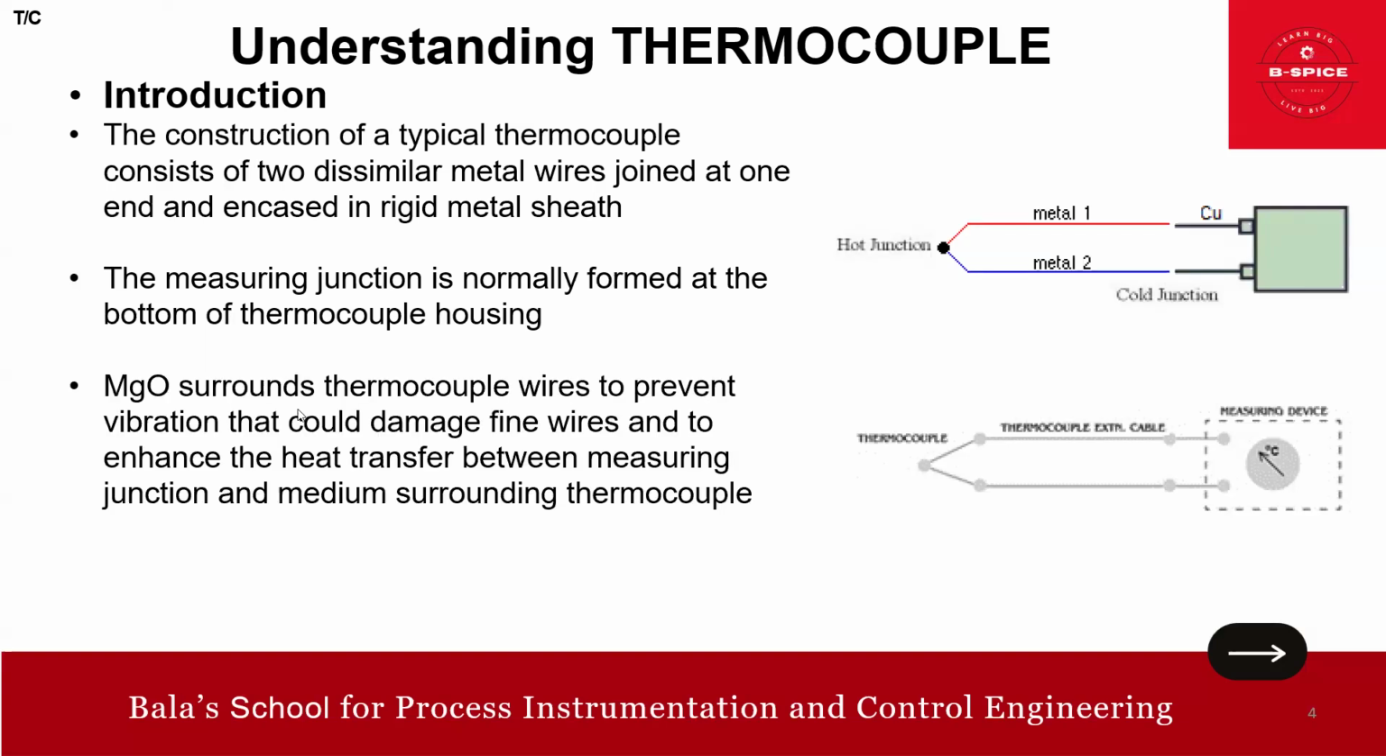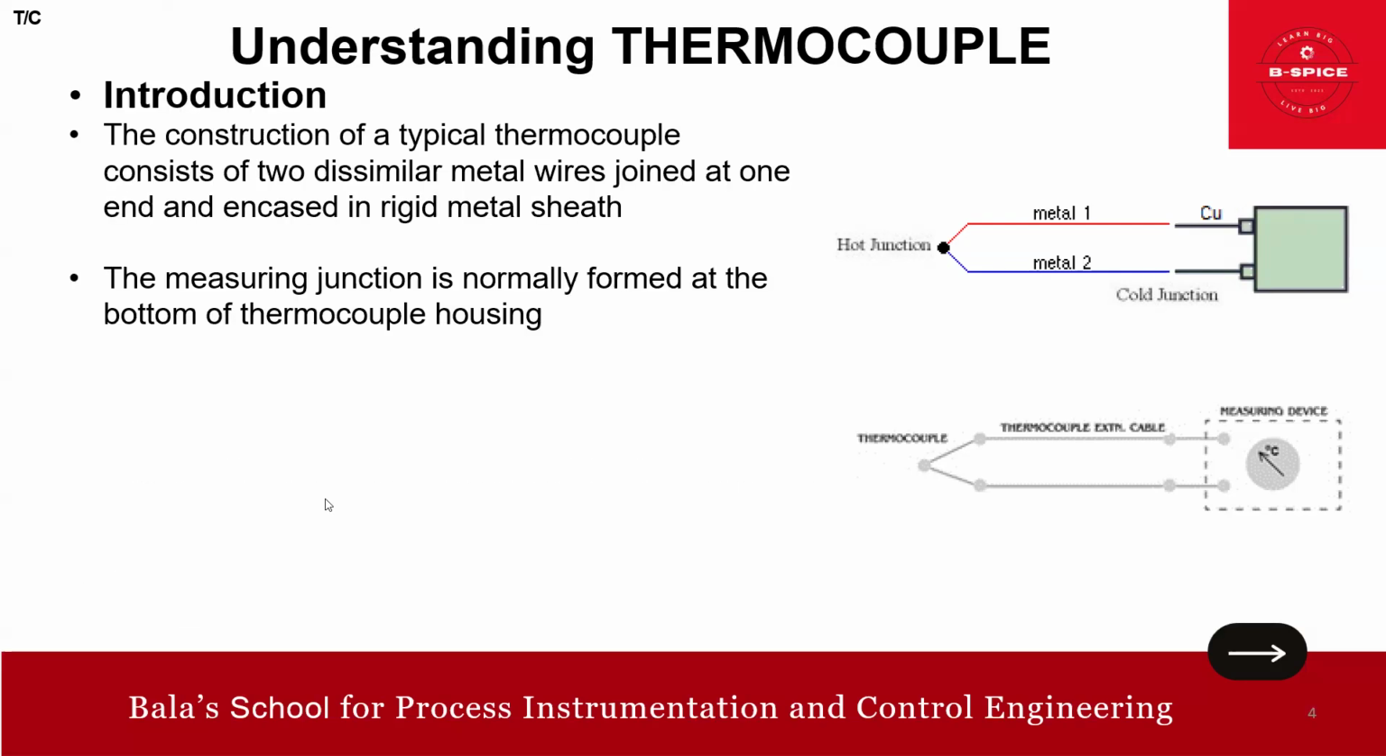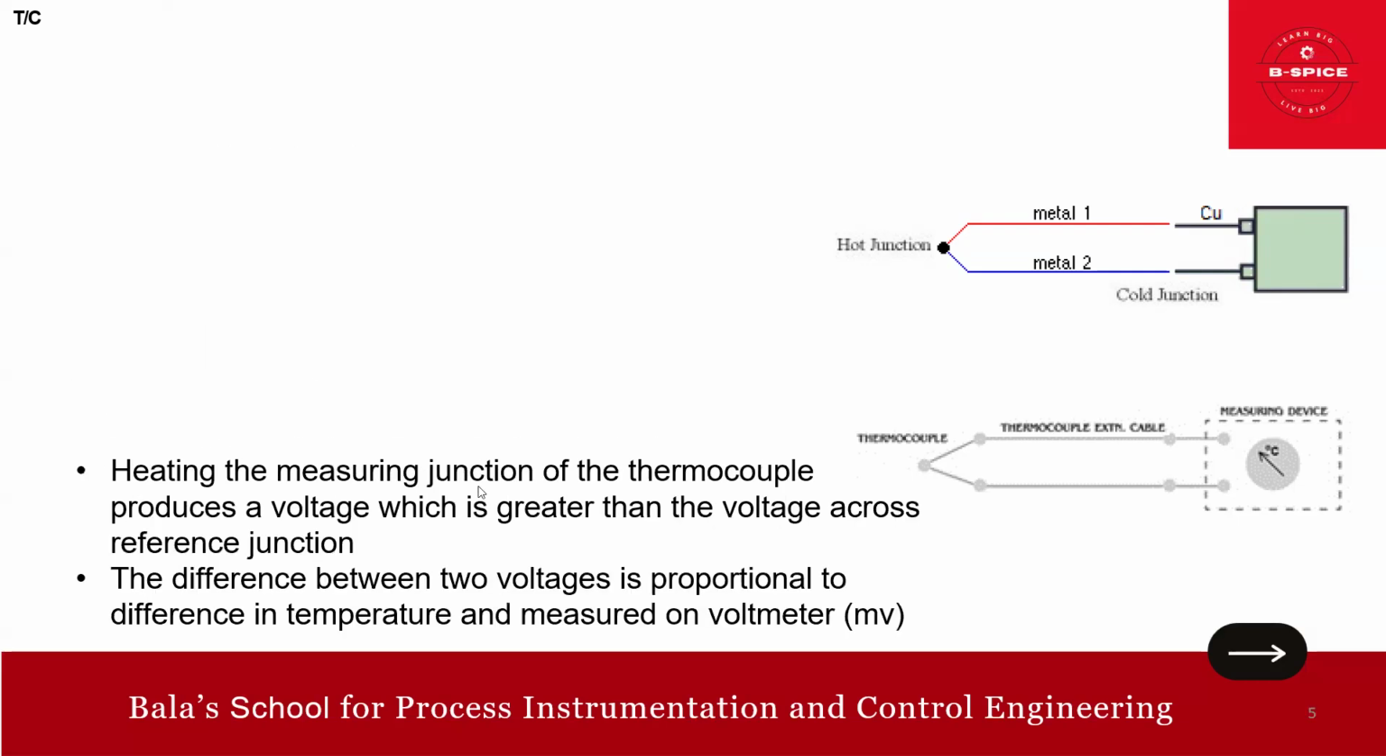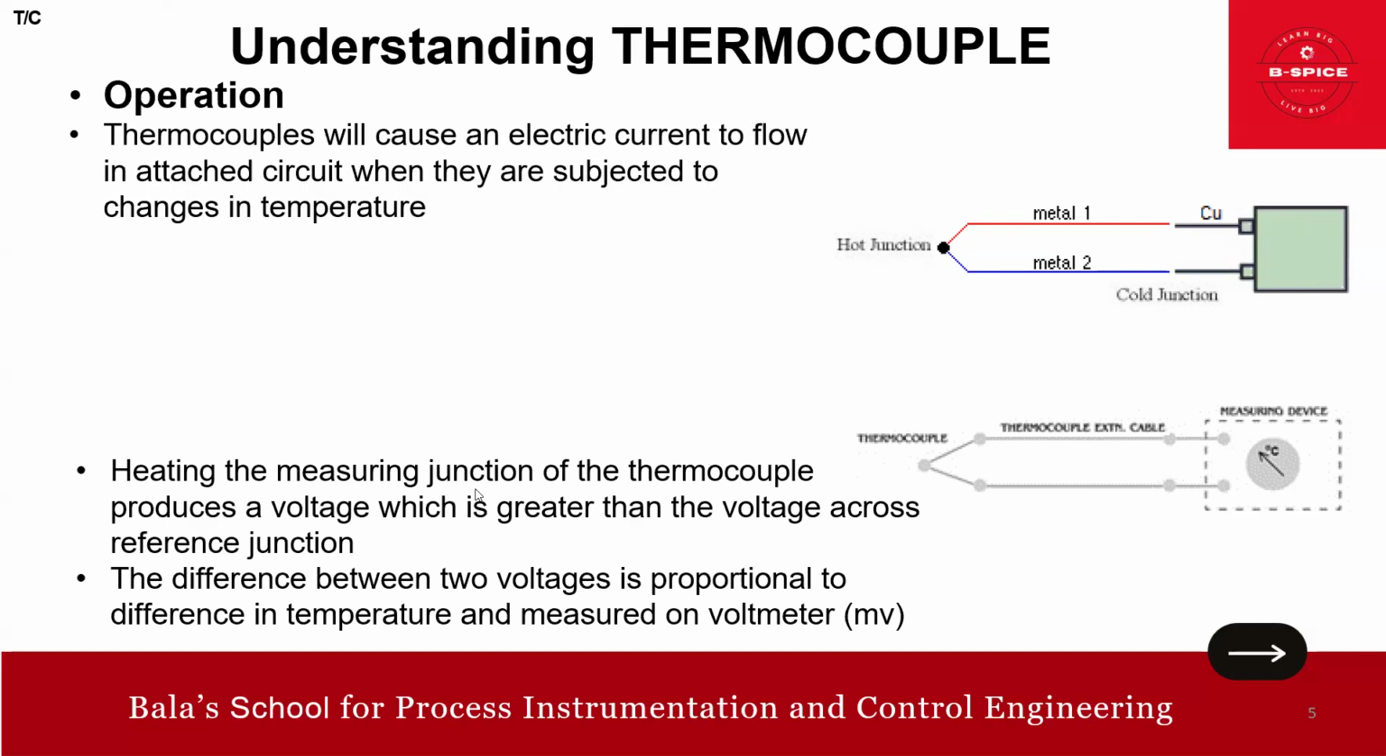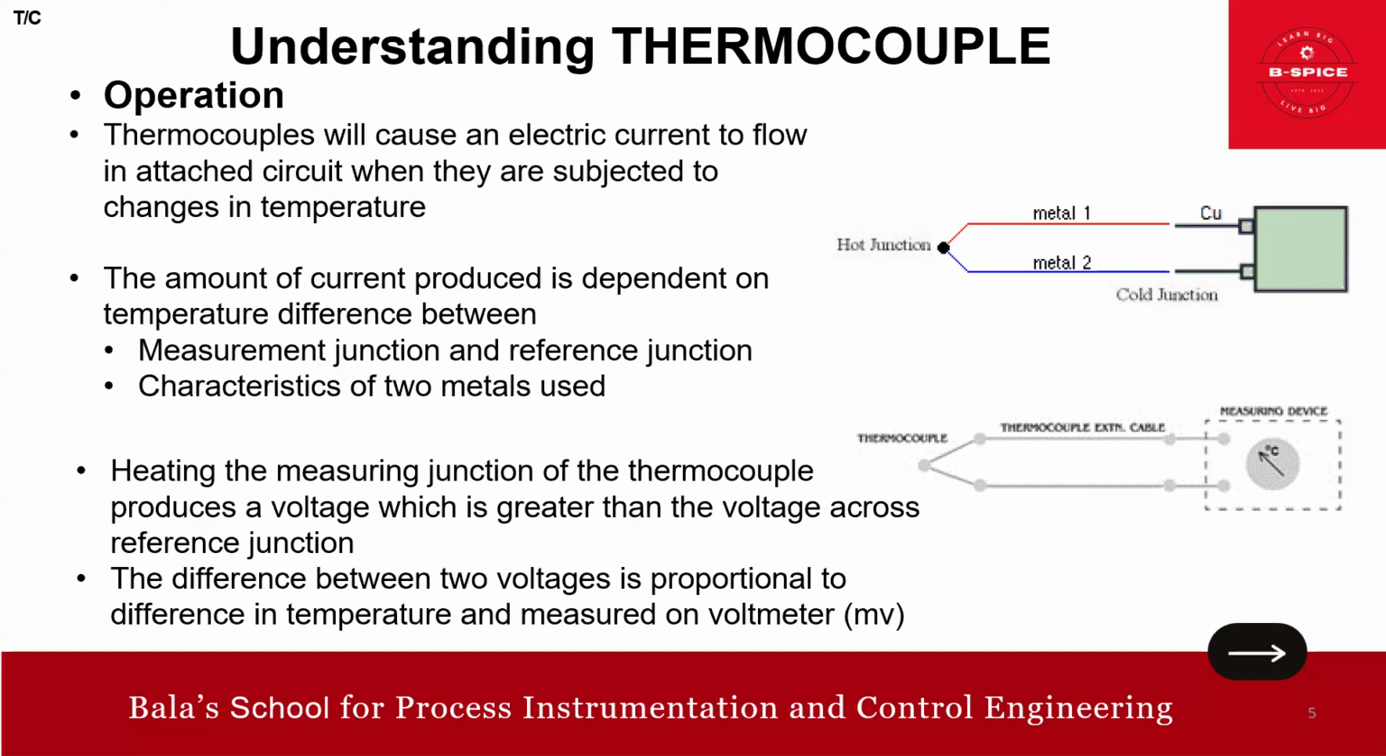MgO, magnesium oxide, surrounds the thermocouple wires to prevent vibration that could damage the fine wires and to enhance the heat transfer between the measuring junction and the surrounding thermocouple. This is always very important, MgO, just remember. Of course, we have covered this in detail in the data sheet session. Now we'll focus on the operation.